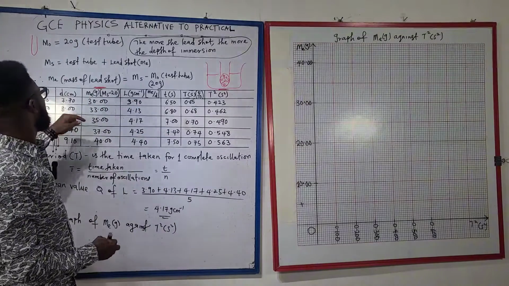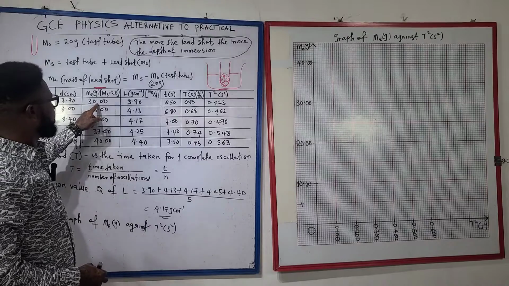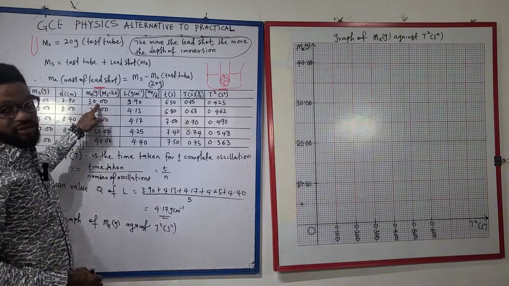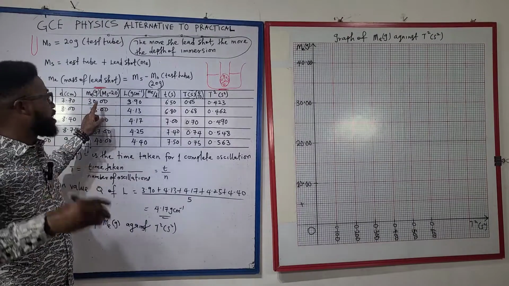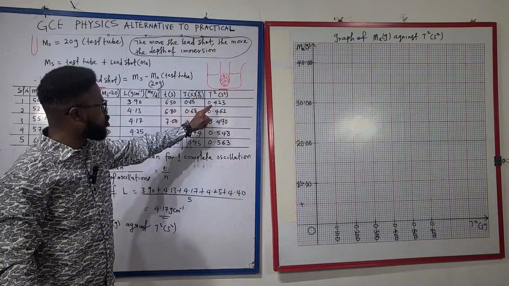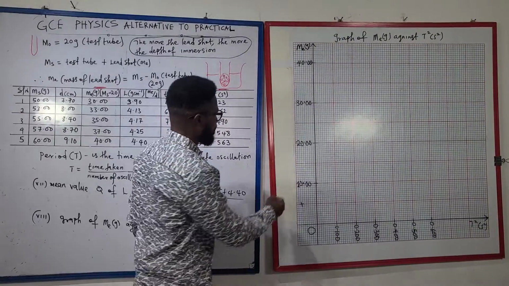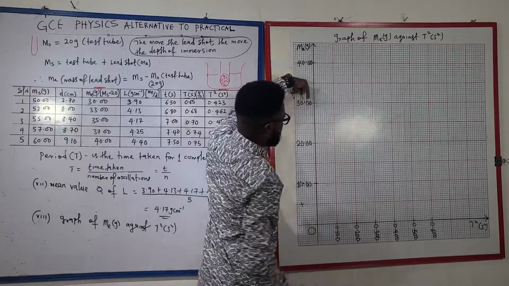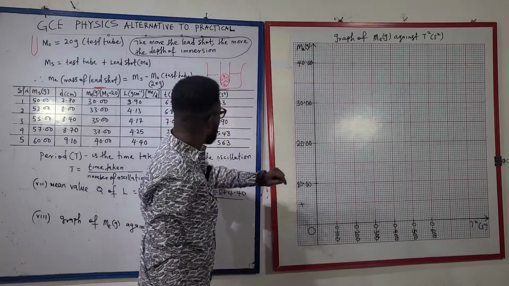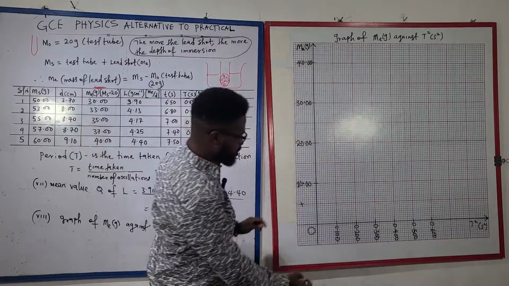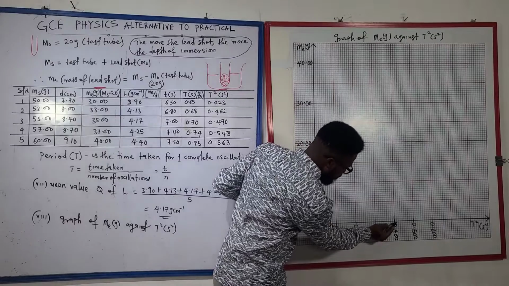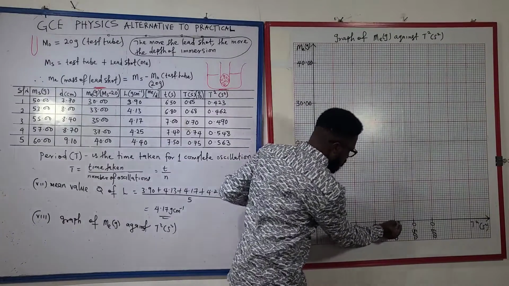Okay, so with this, I am now going to try to plot in the exact positions for each of the readings. Okay, so I have 30. When ME, mass of the lead shot, is 30 gram, my T square is 0.423. So 30 gram, this is 30 gram here. And then I have 0.423. So let's try to locate that. 0.41, 0.42, 0.43.